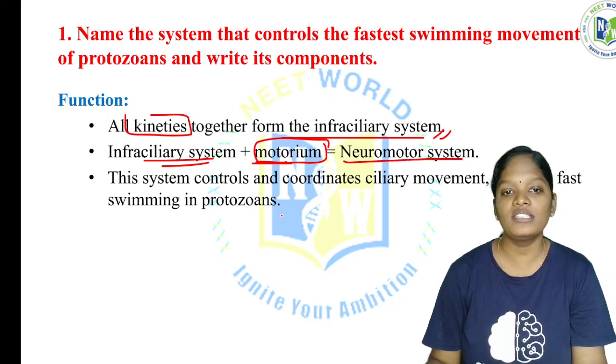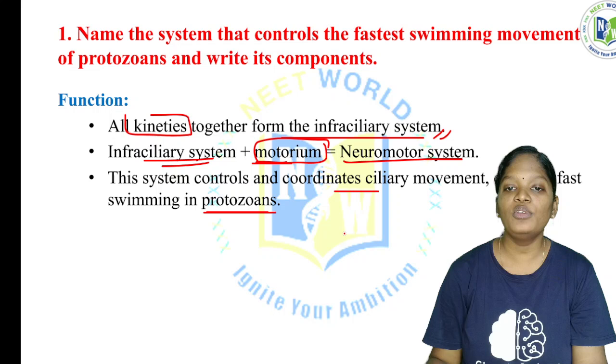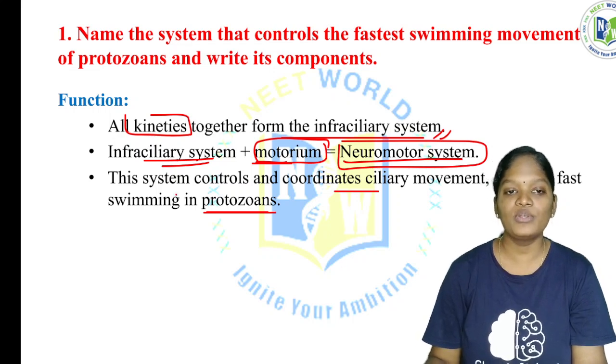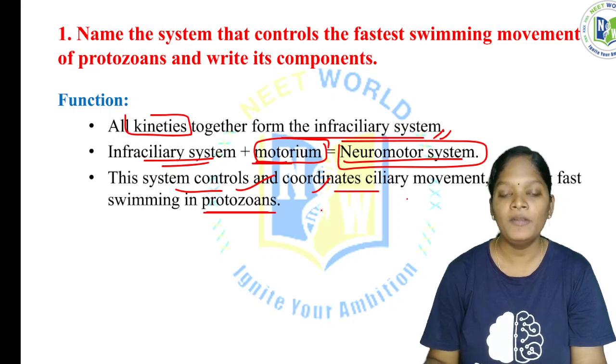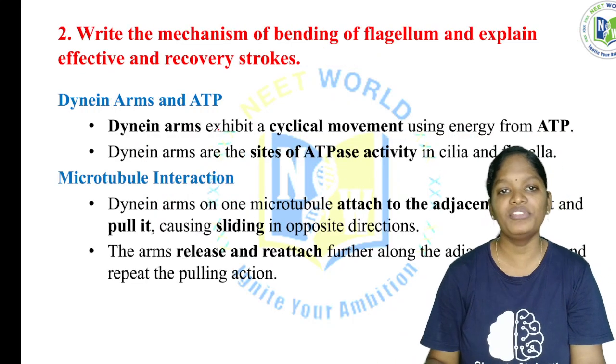Okay, so this system controls and coordinates the ciliary system, enabling the fast swimming in the protozoan. You should know that the neuromotor system is involved in ciliary function in a coordinated manner. This system controls as well as coordinates the movement of cilia, and this is what enables the fast swimming in protozoans. So that's all about the first question.